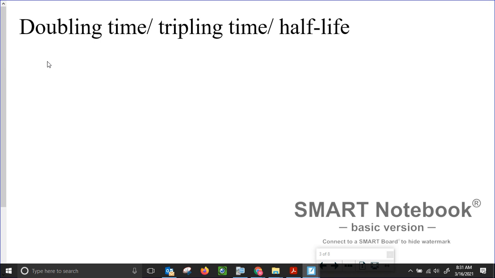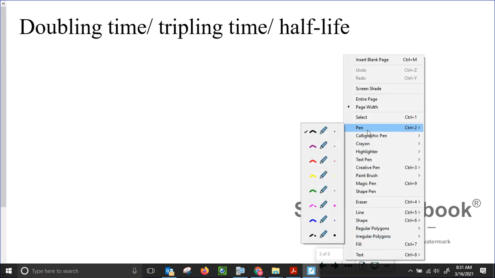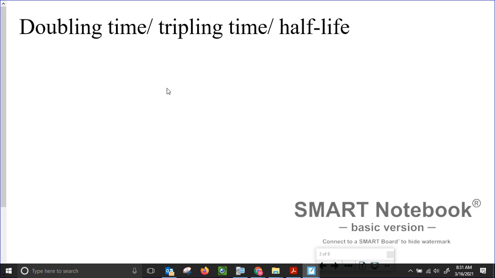All right, so typically with doubling and tripling time, we use continuously compounding, right? So our continuously compounding formula was A is equal to P e to the RT, all right? So let's just talk about doubling time.